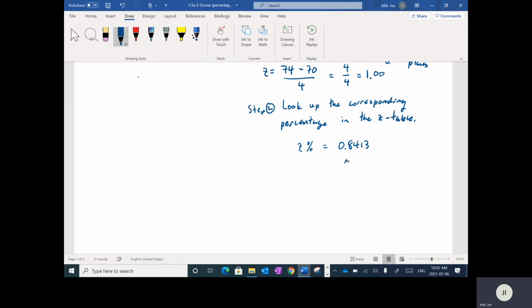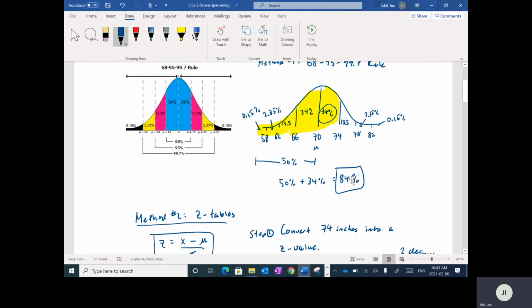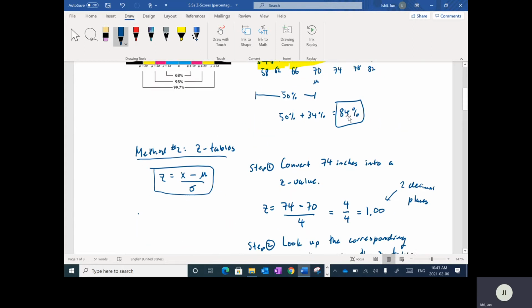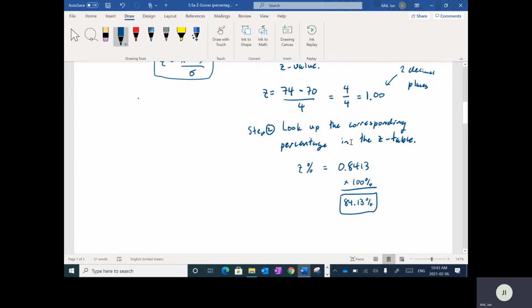Now to convert it to a percentage, I'm just going to multiply it by 100. That just moves the decimal place over 2 places. So this is 84.13%. It's saying that 84.13% is going to be less than 74. The 84% in the earlier numbers was an approximation to 1 decimal place, and here it gets to 2 decimal places. But anyways, 84.13% is what we got when we looked it up in the Z tables, so they are the same.